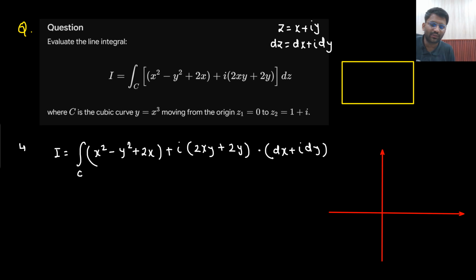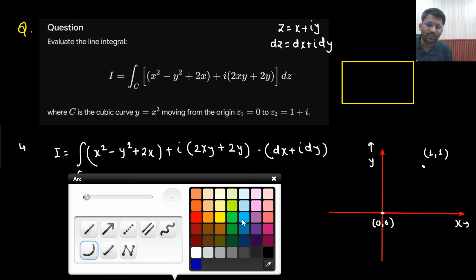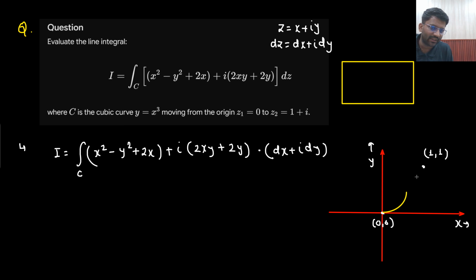What is z equals to 0? Z equals to 0 means 0, 0. This is your x-axis and this is your y-axis. So I need to move from 0, 0 to 1, 1 along the path y equals x cube. Along this path I need to move. I am not thinking about an analytic function or anything. I am blindly solving it now. So along this path I need to move, which is y equals x cube.